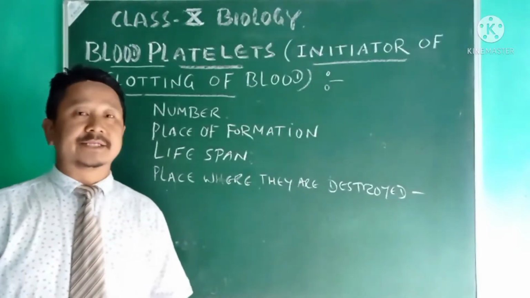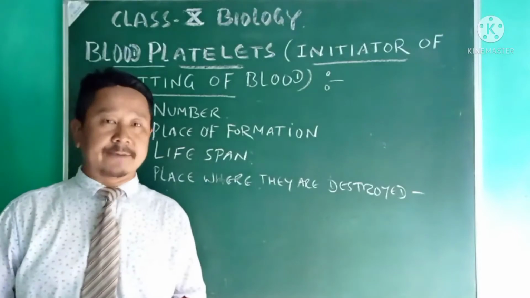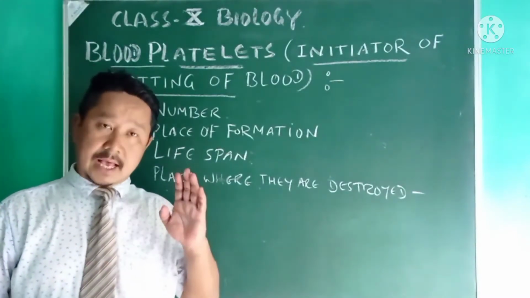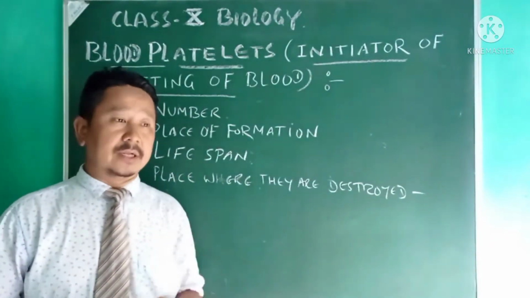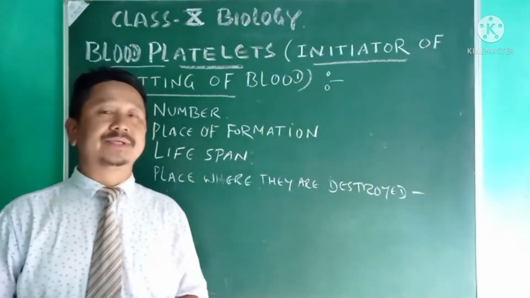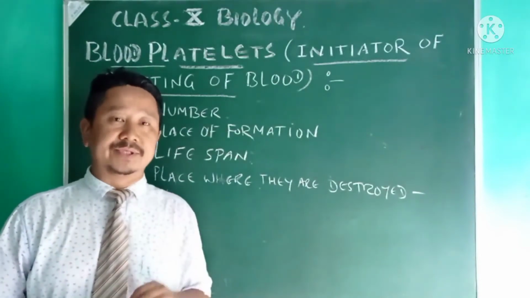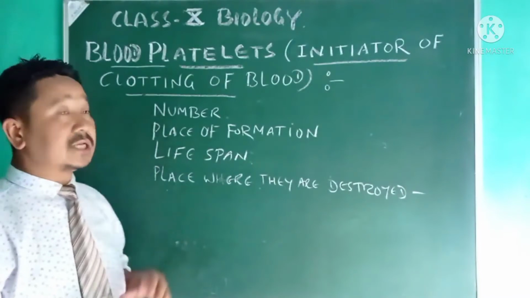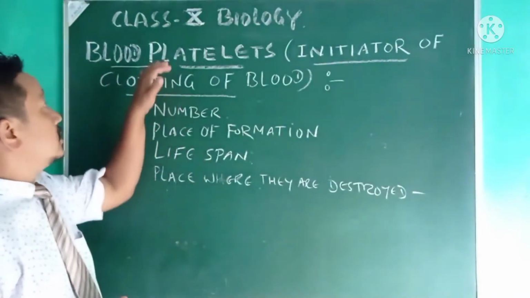Dear class 10, we will continue chapter number 8, that is the circulatory system. In the last session, we discussed RBC or erythrocytes. Then in the last virtual class and the last live session, we discussed the second type of blood cell, that is WBC, which are also known as leukocytes. And today in this virtual class, we'll talk about the third type of blood cell called blood platelets.